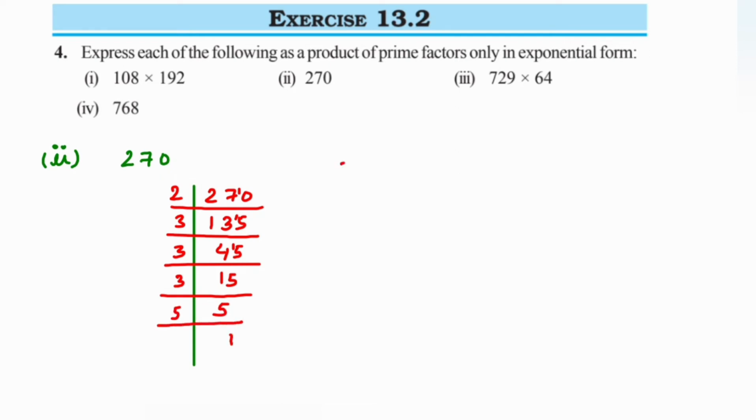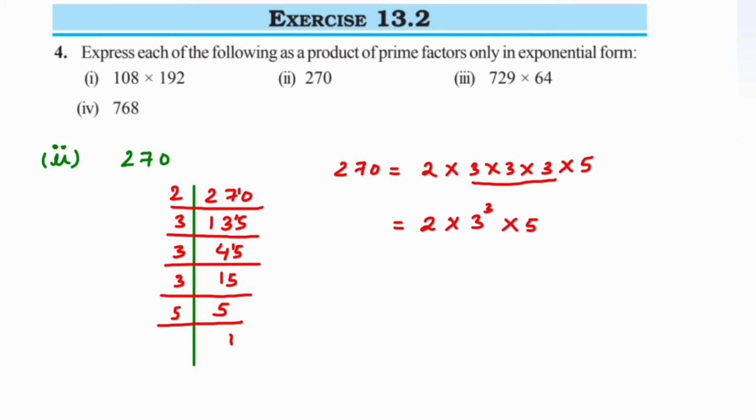So from here we can write down 270 is equal to 2 into 3 into 3 into 3 into 5. Now we want to write it in exponential form. Since only one factor of 2 is present, we'll write it as 2, then 3 cubed, because 3 is getting multiplied 3 times, and then multiplied by 5. That's it.